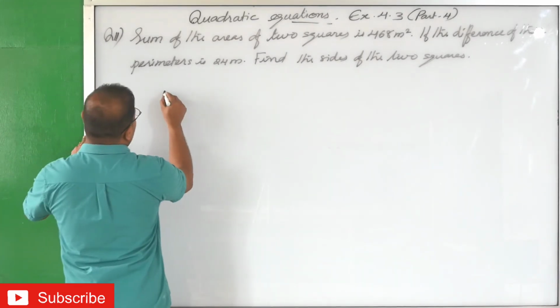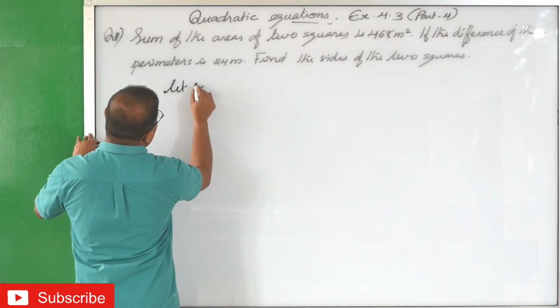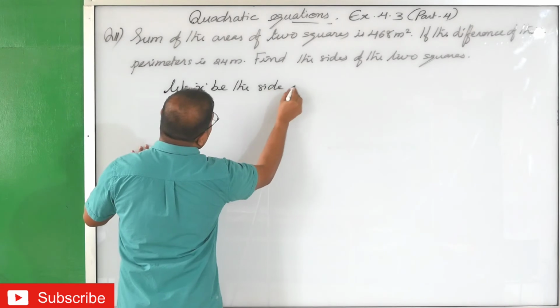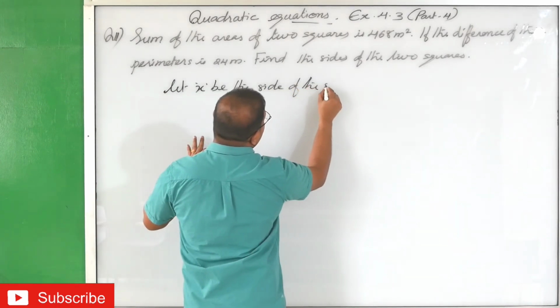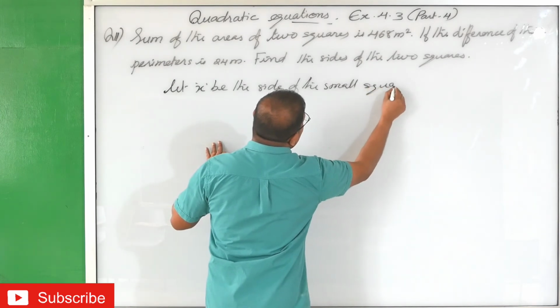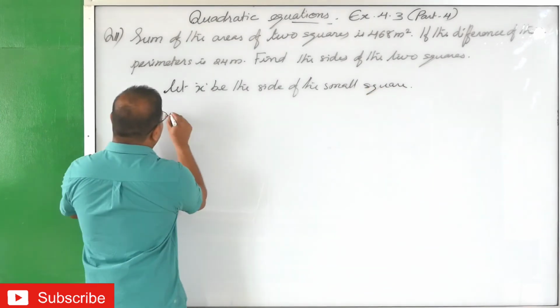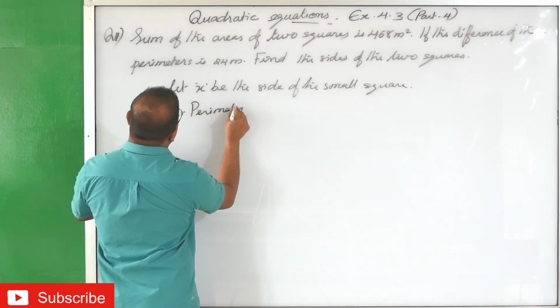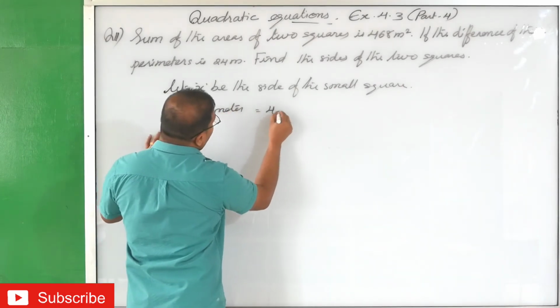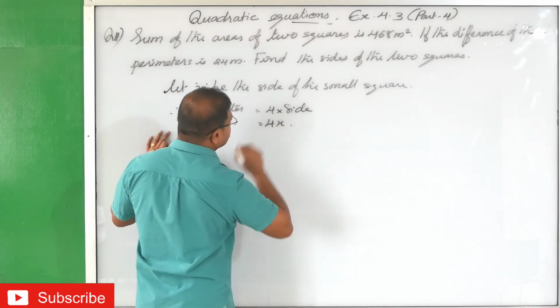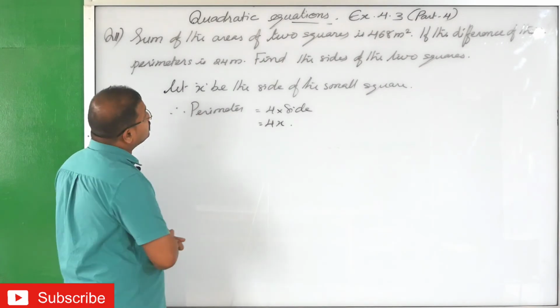So I'll be taking, let x be the side of the small square. Ready? Therefore, perimeter equals 4 into side. 4 into side means 4x. Ready? Now check the question.